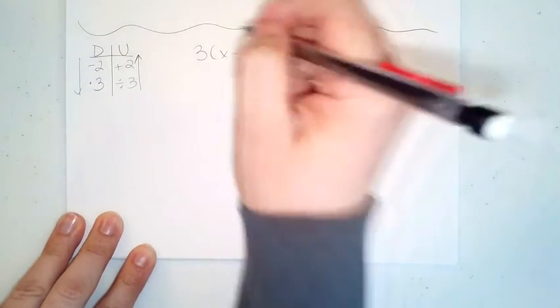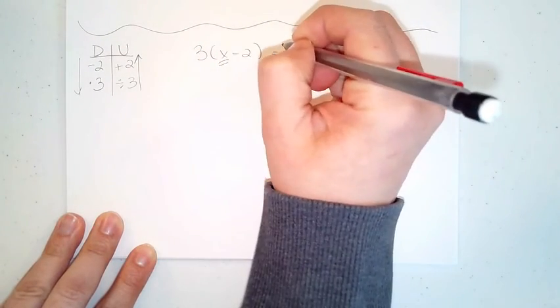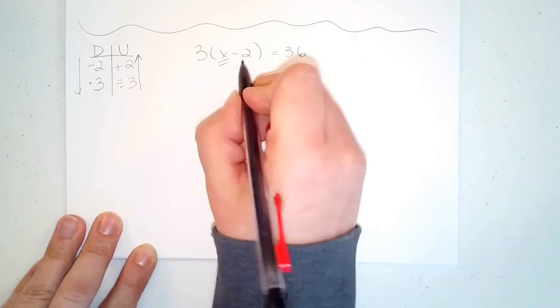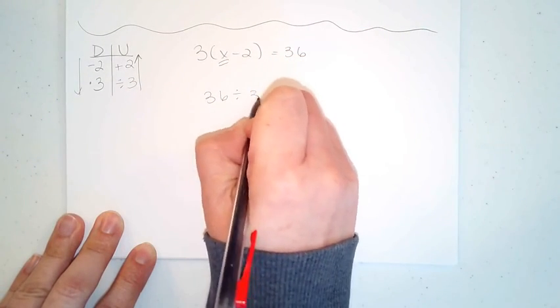Okay, so let's try it. So now we want to figure out what magic number kind of had all this stuff done to it to equal 36. We're going to undo all that stuff. So 36 divided by 3 is going to be 12.